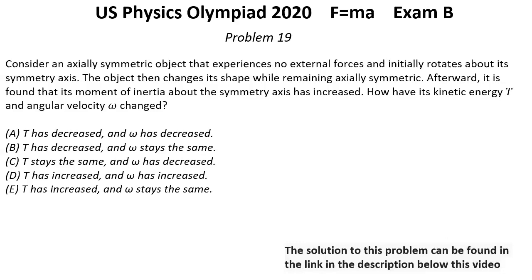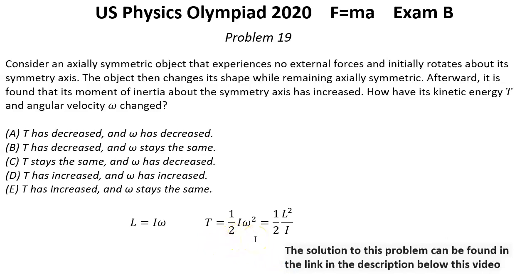Solution for problem number 19. Let's write expressions for angular momentum and kinetic energy. Angular momentum L equals moment of inertia multiplied by omega, and the angular momentum is conserved, meaning that L is constant, and if we increase moment of inertia I, omega must decrease.